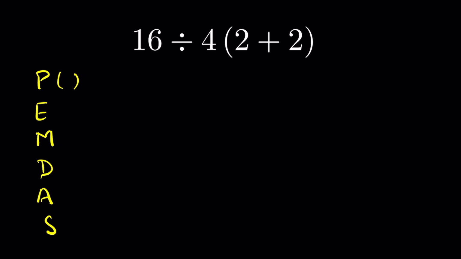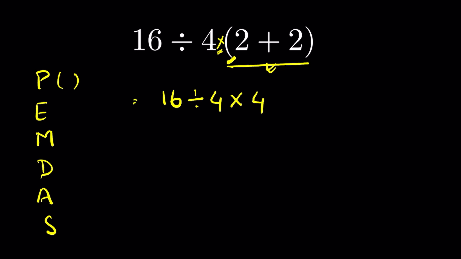So as per this, we first solve parenthesis, so it will be 16 ÷ 4, and 2 + 2 is 4. Once you have solved the operation, we need to remove this bracket. When we remove the bracket and here we have no sign, it means here we have multiplication. So we write 4 times 4.